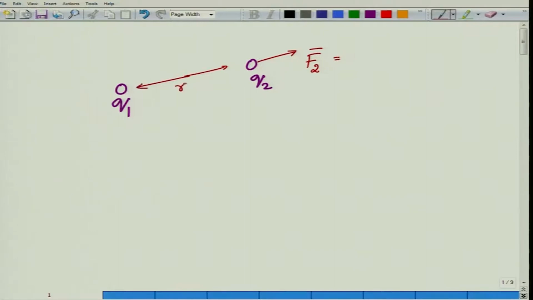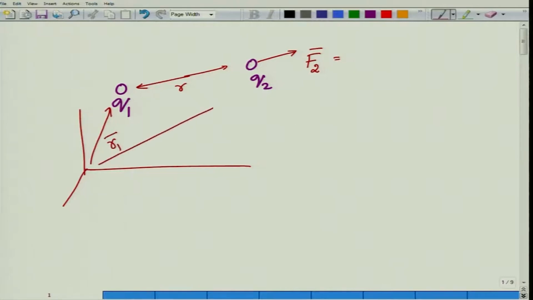Okay, but I know that this point can be given with respect to some coordinate system. You can actually specify a position vector r1. You can similarly specify another position vector r2. Okay, and then the distance between these two can be specified by another position vector r.